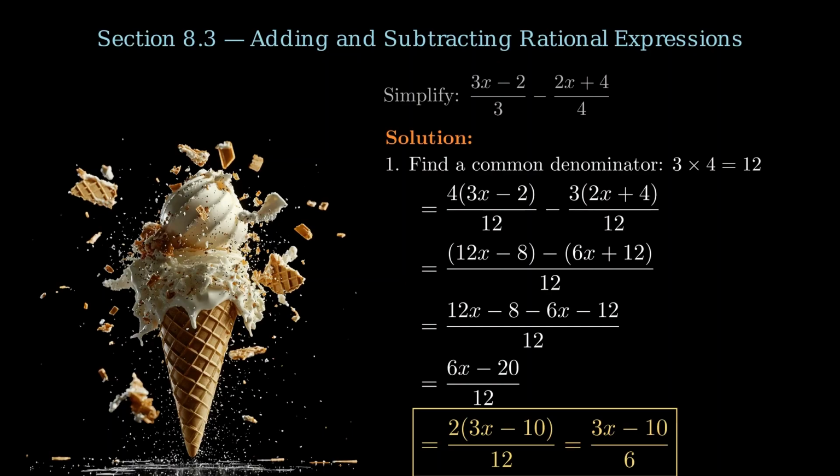This gives us 12x minus 8 minus 6x minus 12. Finally, combining the like terms gives us the answer, 6x minus 20 over 12. We can factor out a 2 from the top to reduce the fraction to 3x minus 10 over 6.